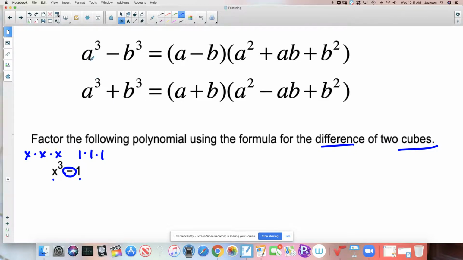The format for factoring this is the same every single time. When this is a minus sign, you've got something being cubed minus something else being cubed. You can write the factored form of this difference of cubes. So the way that would look in this case, if we said this is the a cubed part, and this is the b cubed part.